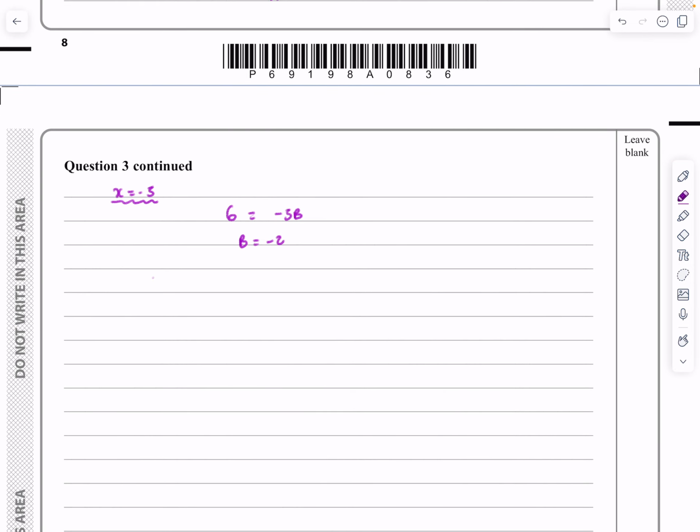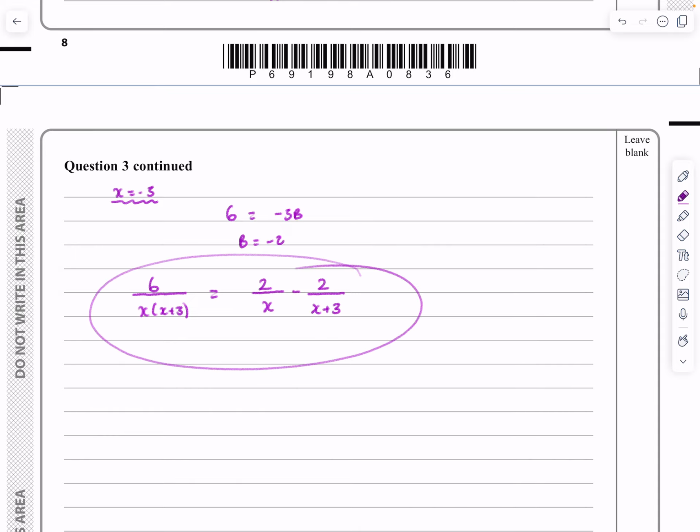So what I can now do is I can say that 6 over x plus 3 is equal to a over x, which is 2 over x, plus b over x, which is minus 2 over x plus 3.